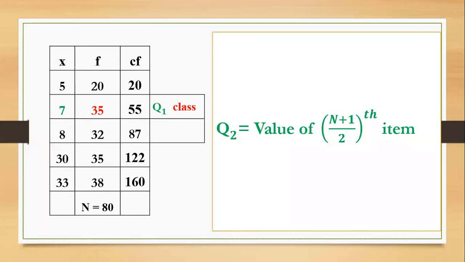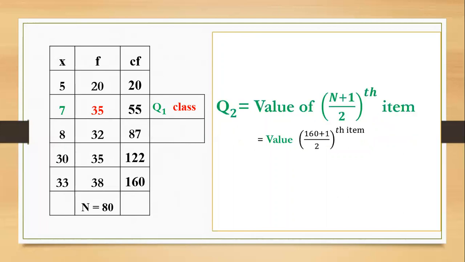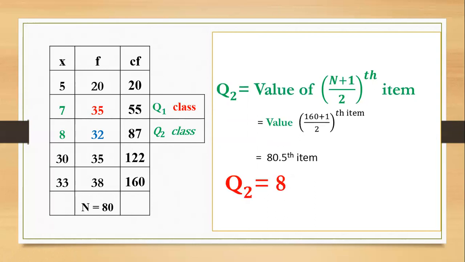Q2 equals the value of the (n plus 1) by 2 item. N equals 160, so 161 by 2 is 80.5. Same process: see which cumulative frequency 80.5 is near to. It's near to 87, so this is the Q2 class. Mark it, and the corresponding x value is 8. So Q2 equals 8. We need only the corresponding x value. Although 80.5 is in the Q2 class, the value is Q2 equals 8.